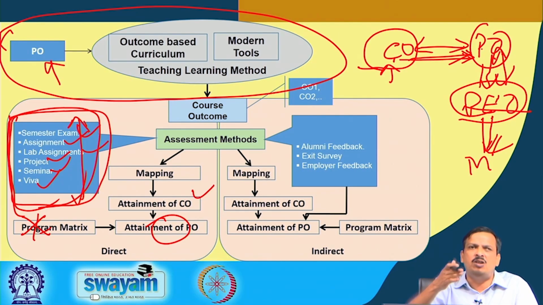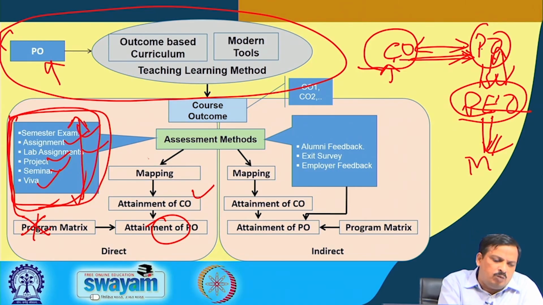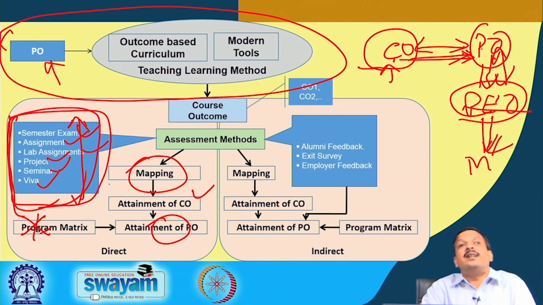I have 5 COs, I know the CO-PO mapping, I know the attainment of each CO, so I can calculate the attainment of each PO. Similarly, I can take indirect assessment, which I will discuss later on. Okay? There is another block I have not mentioned, which is called mapping, which is a very important issue.